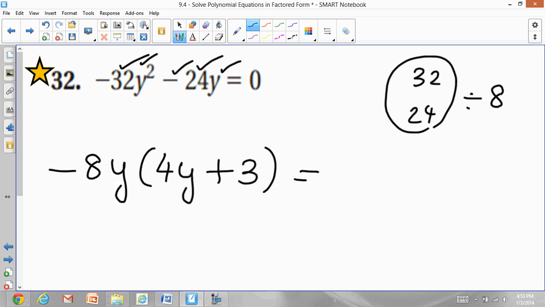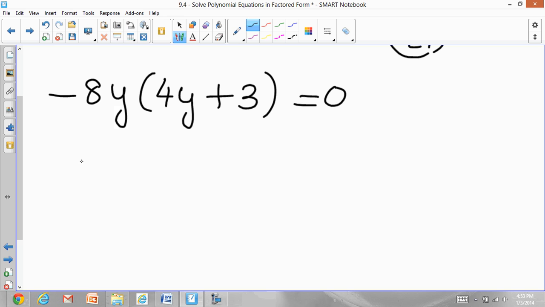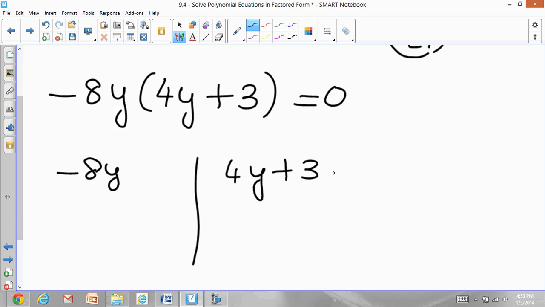So this will be finding the common factor. You might want to pause the video, rewind the video, and watch the segment again. Now from here on, it's actually easy. What I'm going to do is split them into two parts. Negative 8y is one and 4y plus 3 is another one. Set both of them to 0.